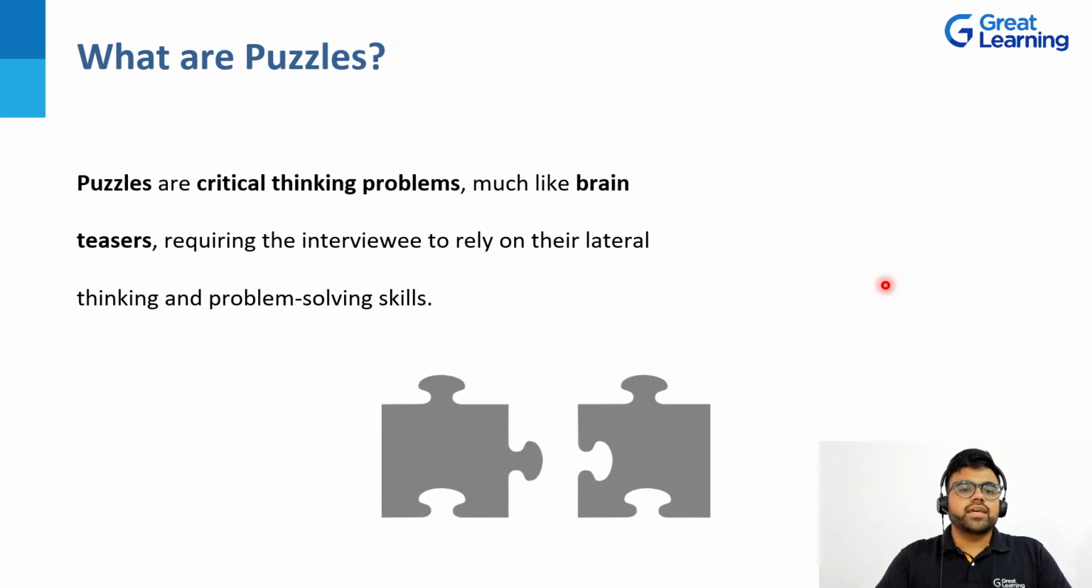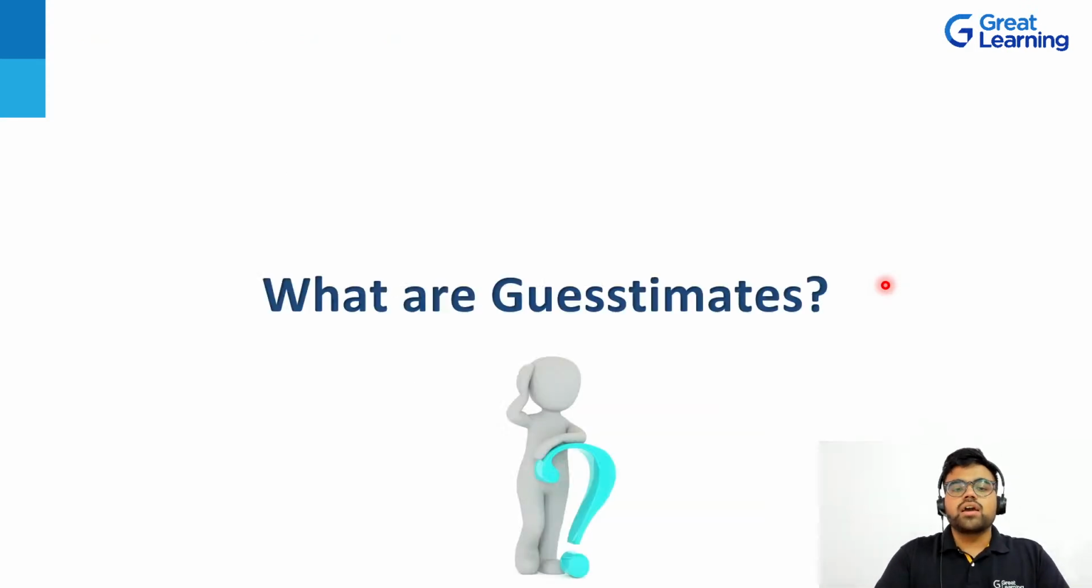This is the first element we talked about, puzzles. The second element that we'll be learning here is called guesstimate. Now, guesstimates are also very heavily asked in MBA interview questions. When you sit for placements in the MBA colleges, guesstimates are the number one priority of all the tech companies that come up, all the consulting companies that come up. Guesstimates are a must.